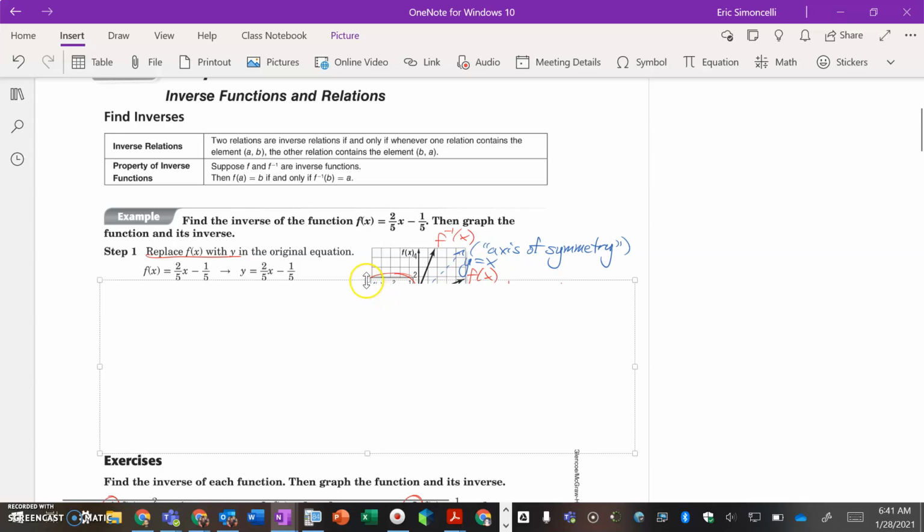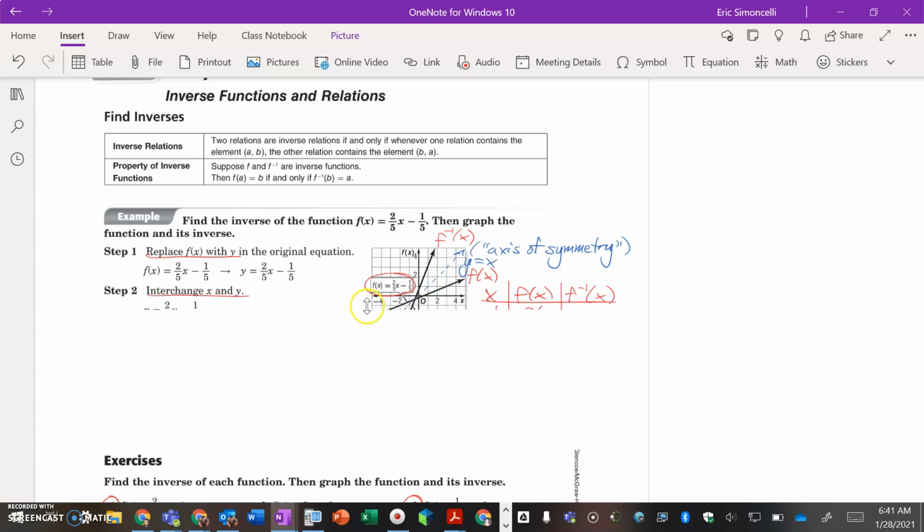As we continue down, step two is to interchange x and y. Quite literally, you're going to take the equation you just wrote here, and you're going to flip or interchange x and y. So now instead of y equals 2/5 x minus 1/5, it's x equals 2/5 y minus 1/5. Next, step three, solve for y.